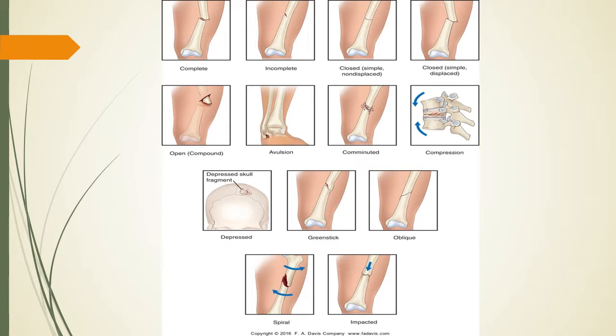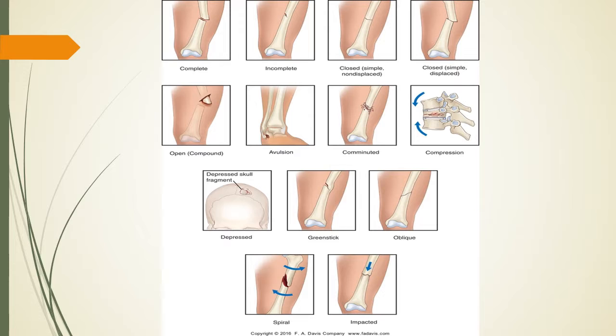So this talks you through the ones that we just looked at: complete, across the whole bone; incomplete, partially; closed or simple; non-displaced, so the bone is still lined up, versus displaced over here. It's no longer lined up, but it's still closed or simple because it hasn't opened the skin, versus our open or compound fracture there. This one, avulsion, we don't need to really know a lot about.